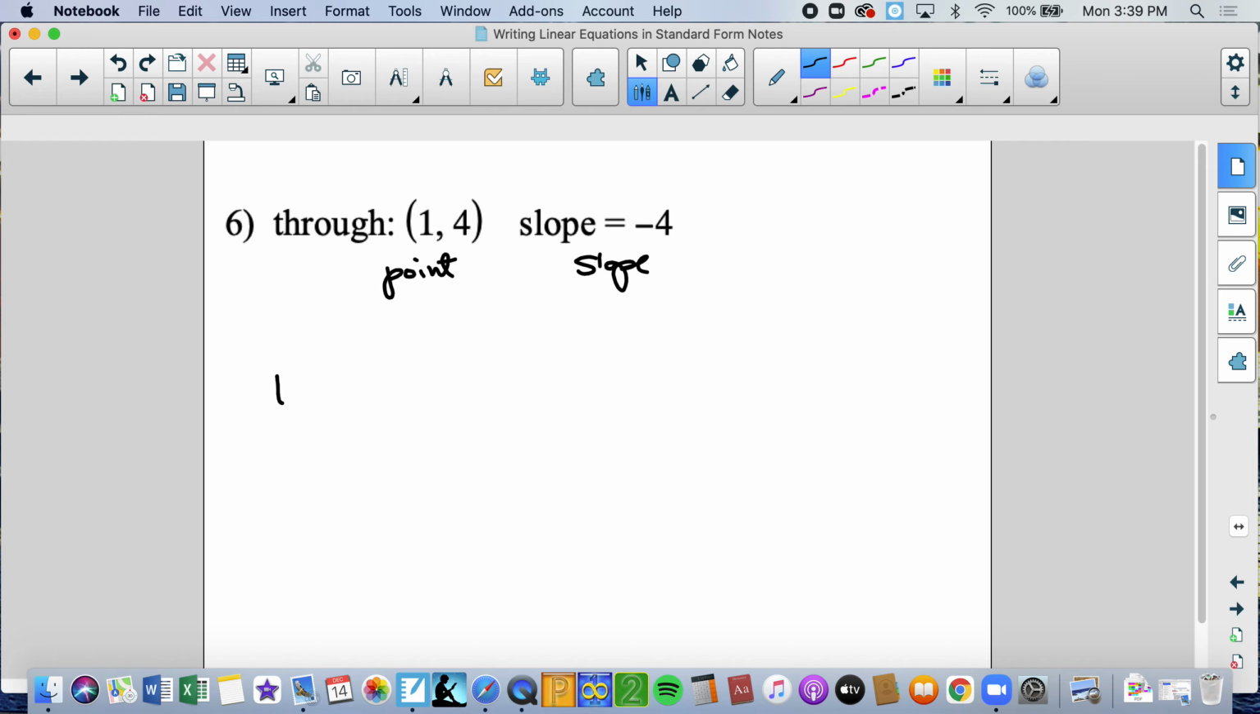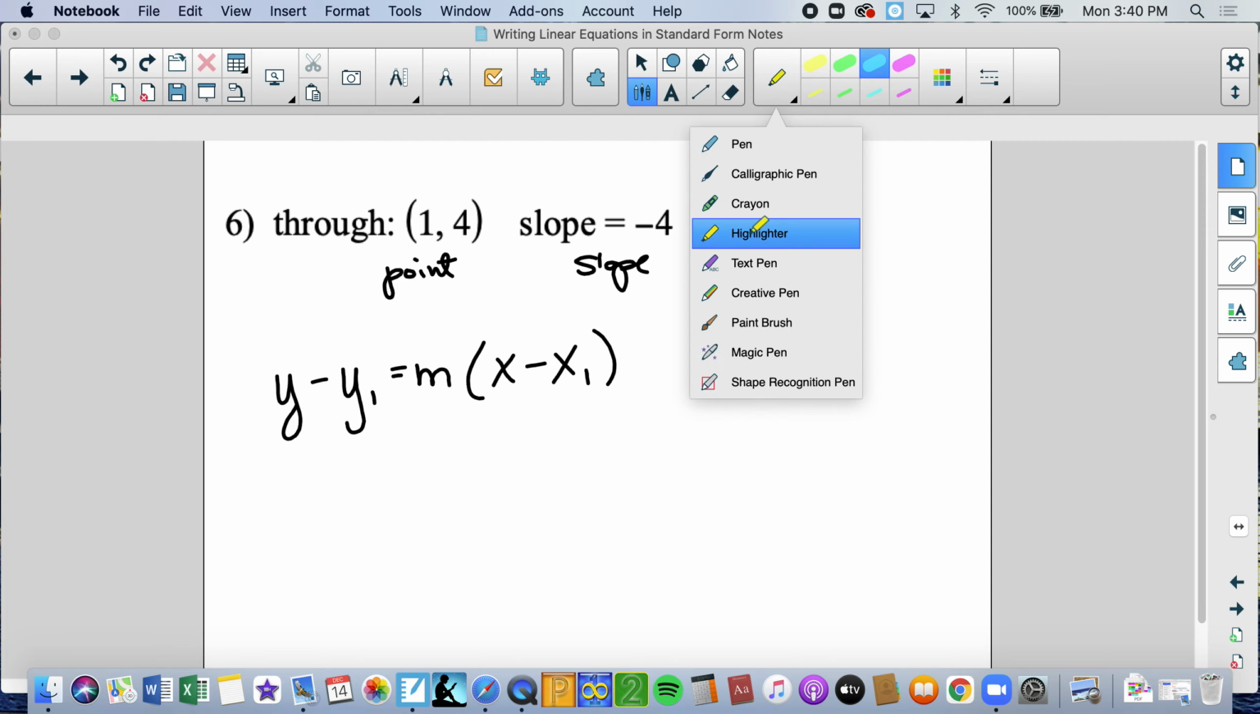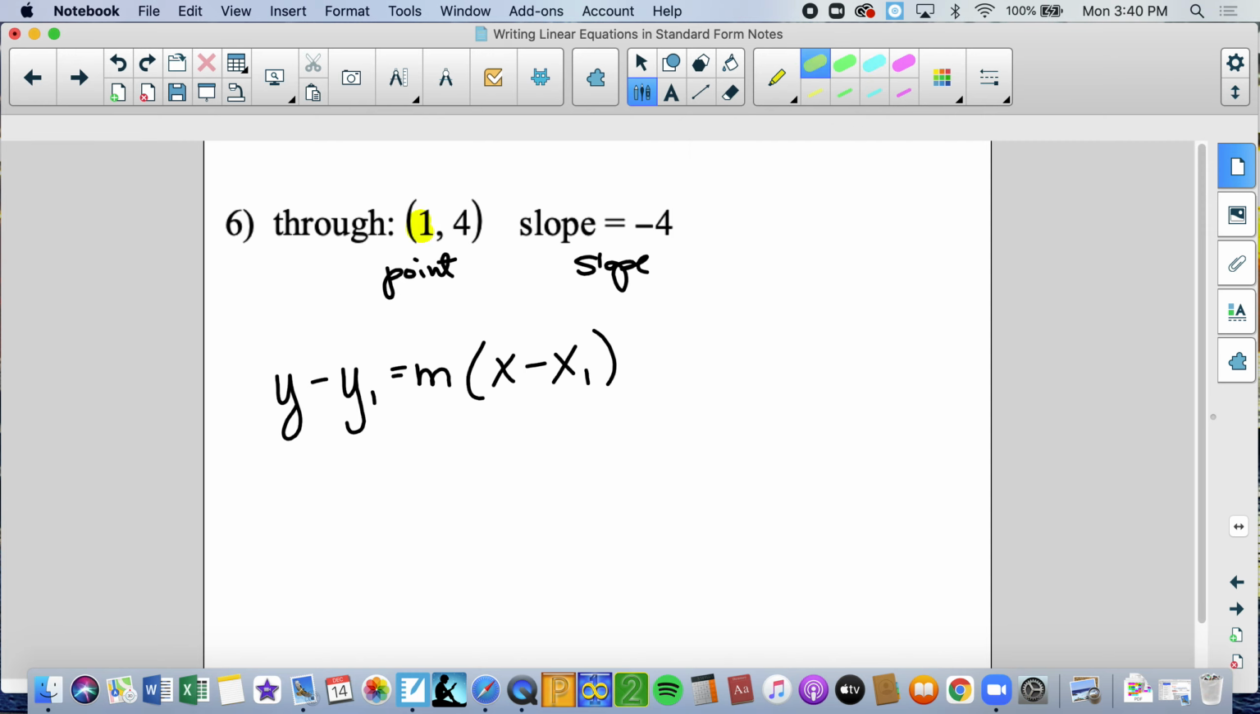So I'm going to write my template, y minus y sub 1 equals m times the quantity x minus x sub 1. And I'm going to fill in for the point and the slope. So this is my x value, which will go in for x sub 1. Notice I did not highlight the negative because that is not part of what I'm filling in for. And then my 4 is my y sub 1 value. And then my slope is negative 4 in for the m. So I'm going to replace everything that isn't highlighted.